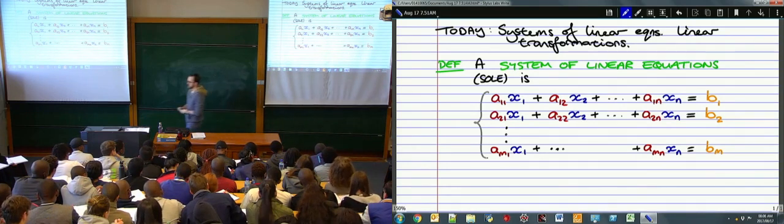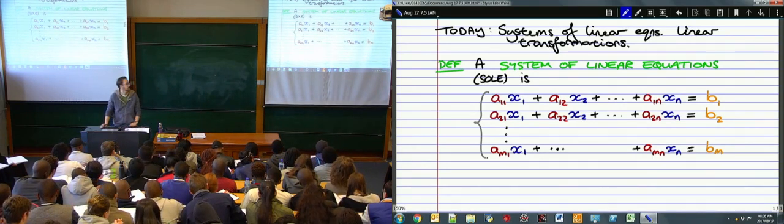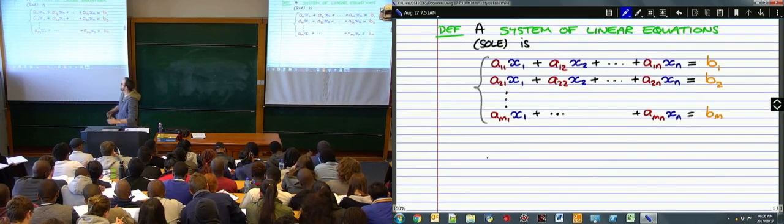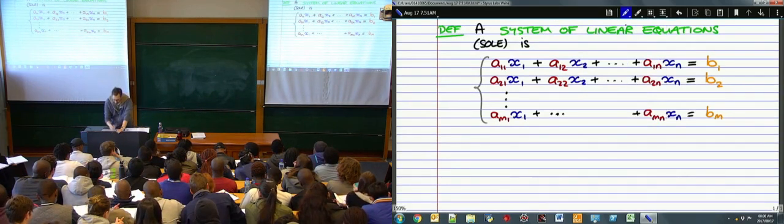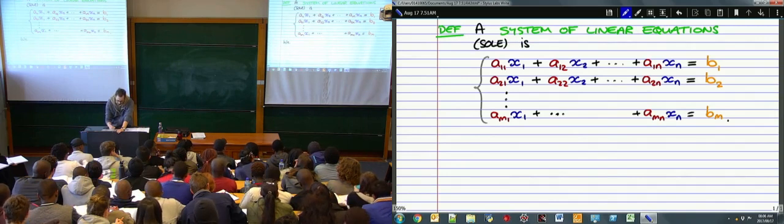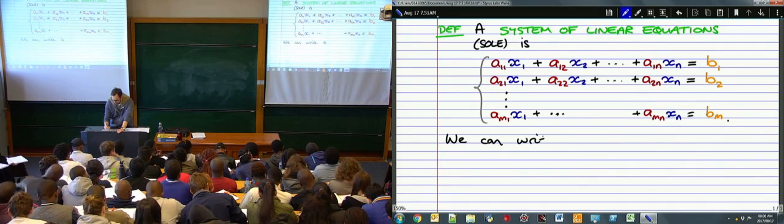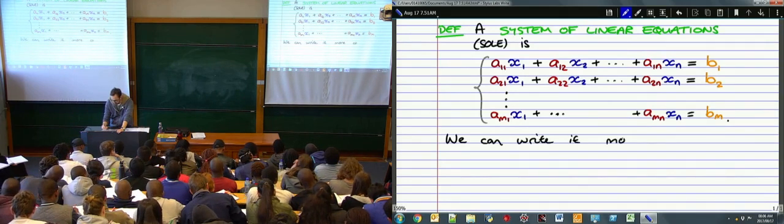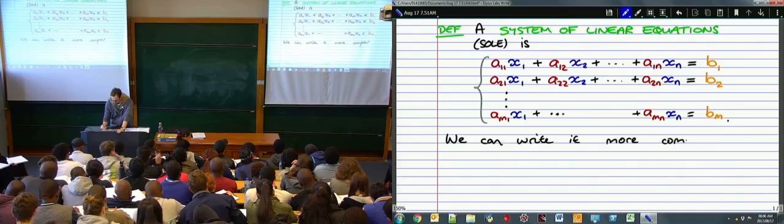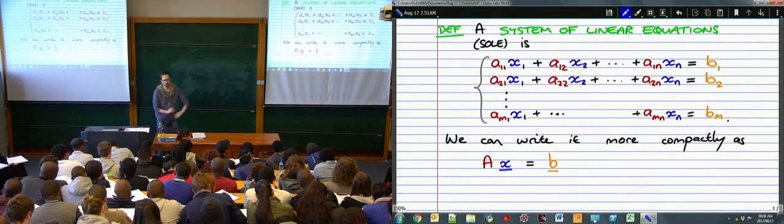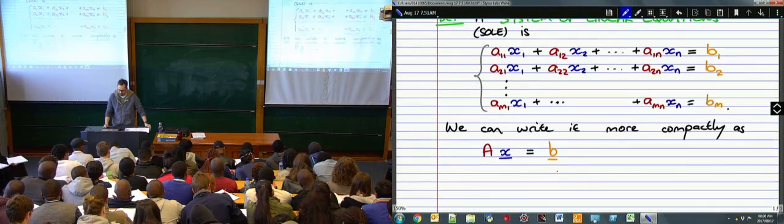There's a shorter, more compact way of writing it down, where we can just use matrices and vectors. Matrix multiplication is actually defined to make this following thing make sense. We can write it more compactly in the following way, just Ax equals b.